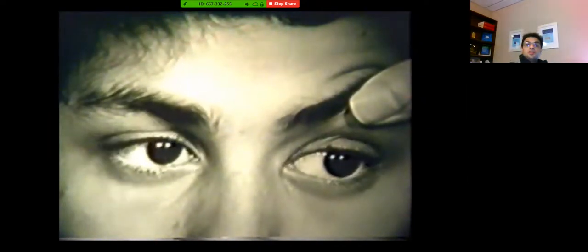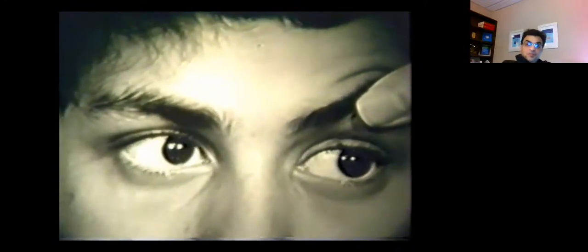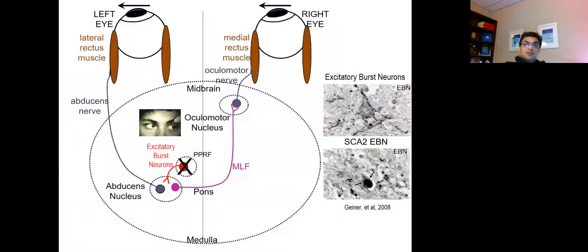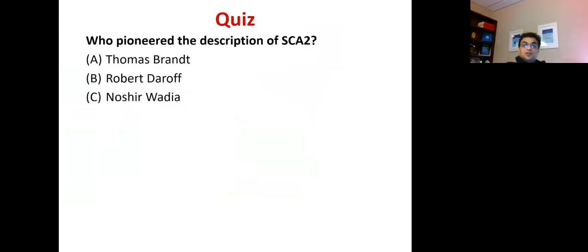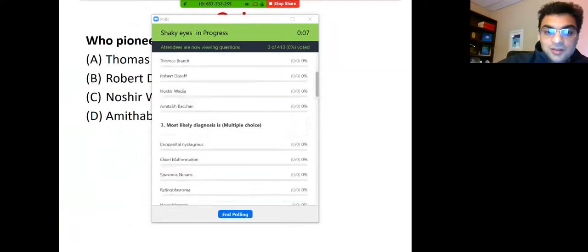So the quiz. Who pioneered the description of SCA2? Thomas Brandt, Robert Daroff, Noshir Wadia, and Amitabh Bachchan. Any polls?